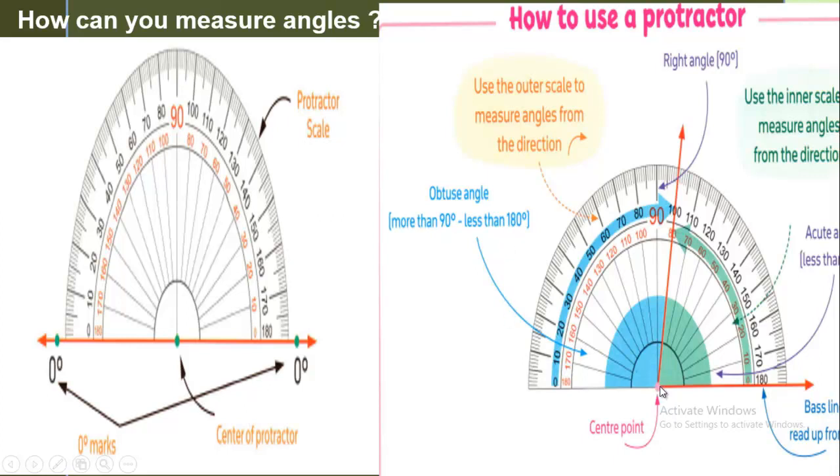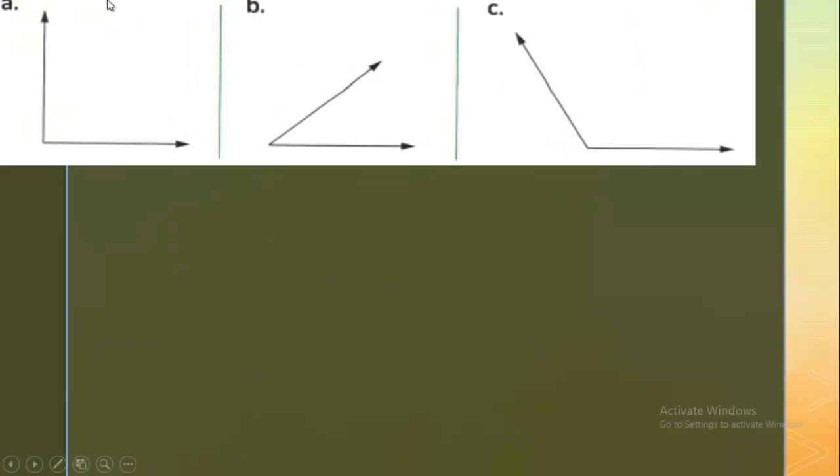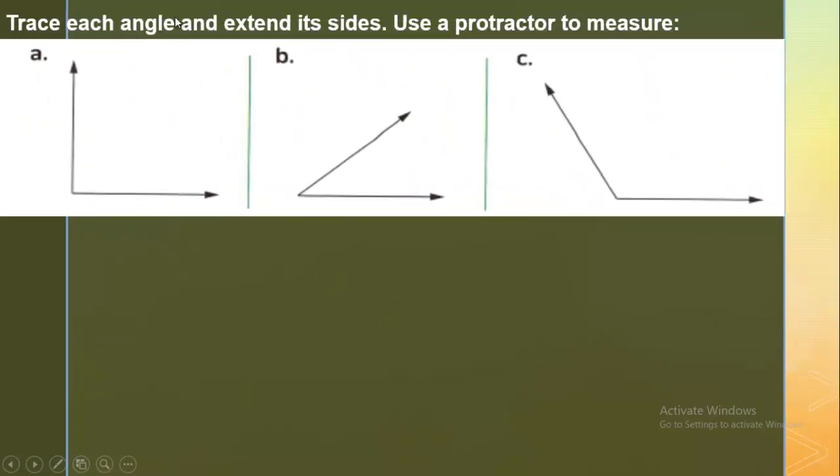And we start from this on the protractor. If you have this shape, you can see this point here called the center point. Trace each angle and extend its sides. Use a protractor to measure.